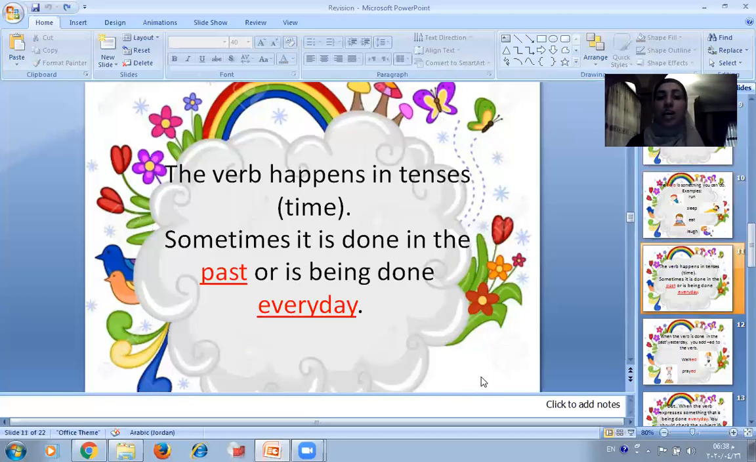Another thing, the verb happens in tenses. You cannot just take the verb and use it in a sentence, because things always happen at a certain time. So the verb is done at a certain time. It's either done in the past or being done every day. So you have to use the tenses that you learn, either the past tense or the present simple tense, that is happening every day or every night or every week or every year or every month. Okay, so it's either happened yesterday or happening every day.